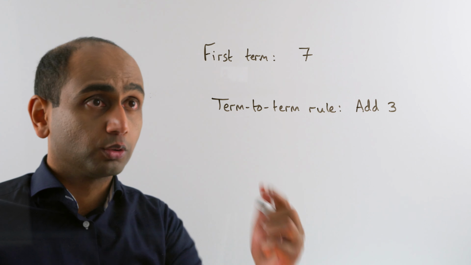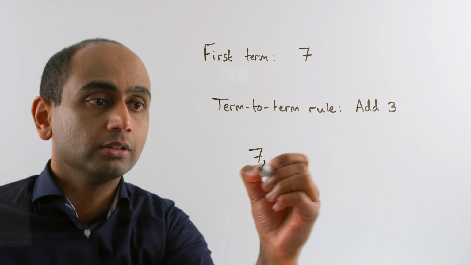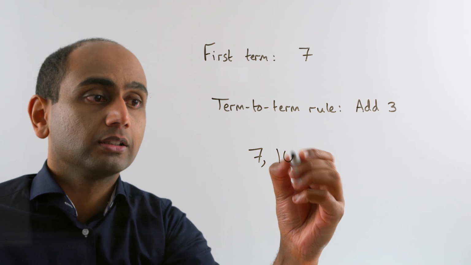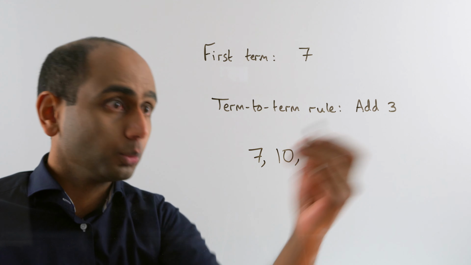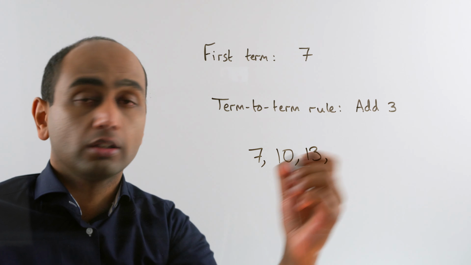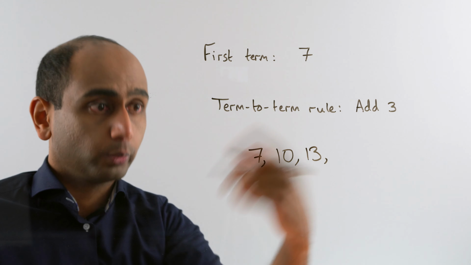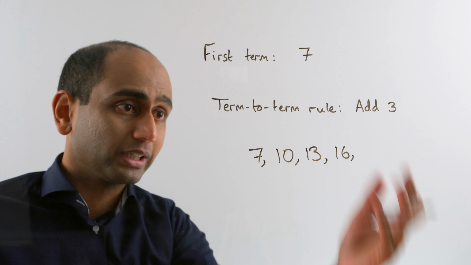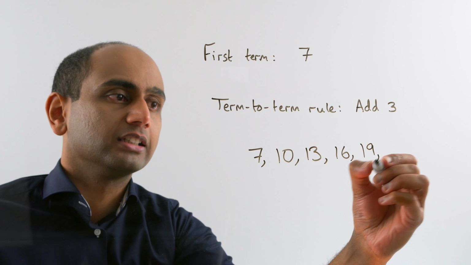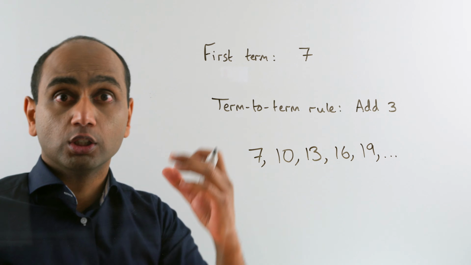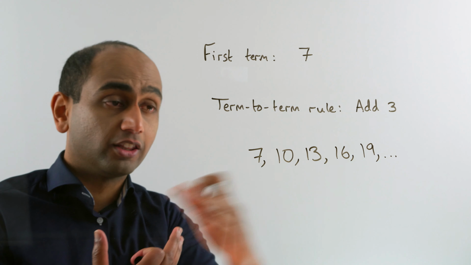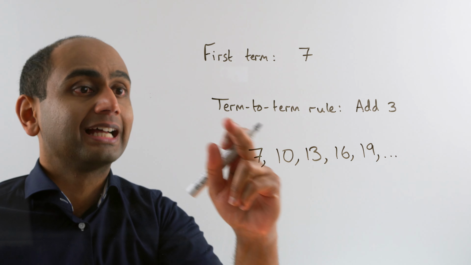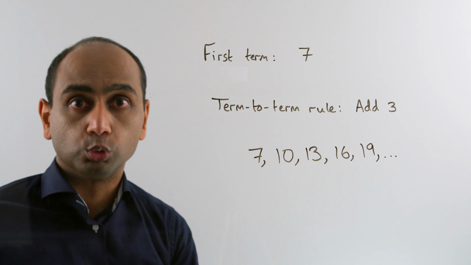Hopefully you've got this as your answer. The first term is 7, and then to find the next term we simply add 3, and that would be 10. To find the next one we add 3 again, which is 13. To find the fourth we add another 3, that gets us to 16, and then to find the fifth term we have to add another 3, and that would get us to 19. So those are the first 5 terms of this sequence, and we have generated these using a given term, in this case the first one, and this term to term rule.